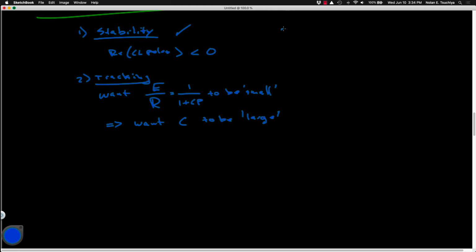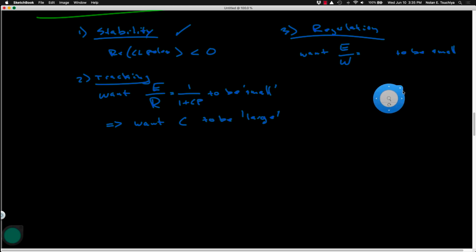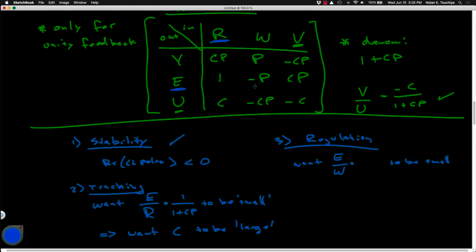The third objective was regulation. Right? And for regulation, remember, we're assuming that we're already tracking, and we just want to keep it that way in the presence of a non-zero disturbance. Okay, so what we want is for the relationship between W to E to be small. In other words, no matter what disturbance we're faced with, the error should stay as close to 0 as possible. Right? So we want this relationship to be 0, and according to our matrix, the transfer function from W to E is minus P over 1 plus CP. Okay?